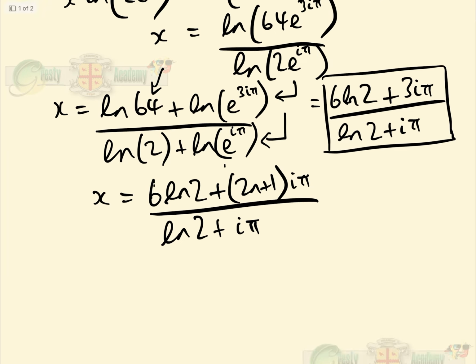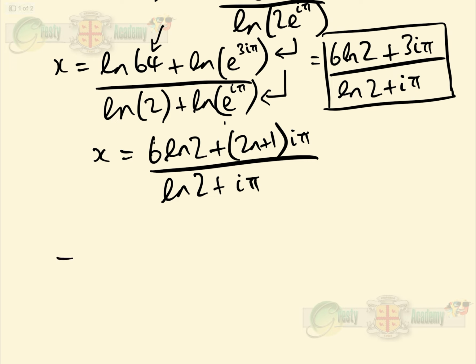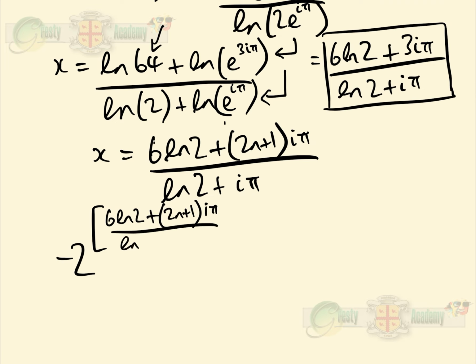So basically what that is saying, therefore, is that minus 2 to the power of (6 log 2 add (2n plus 1) i pi) over (log 2 add i pi), for n contained in the integers, is equal to minus 64. So let's just continue with this for a second.